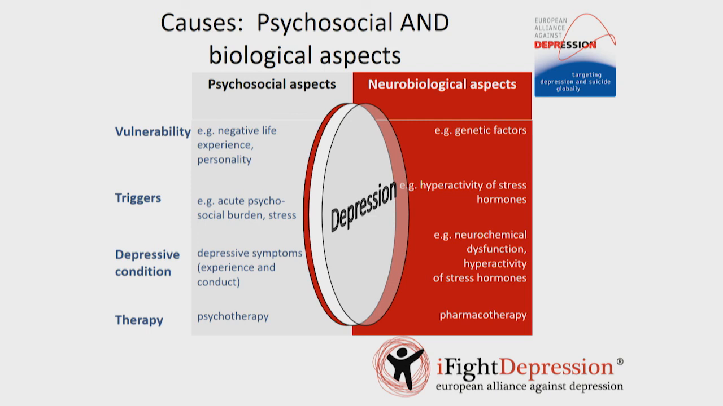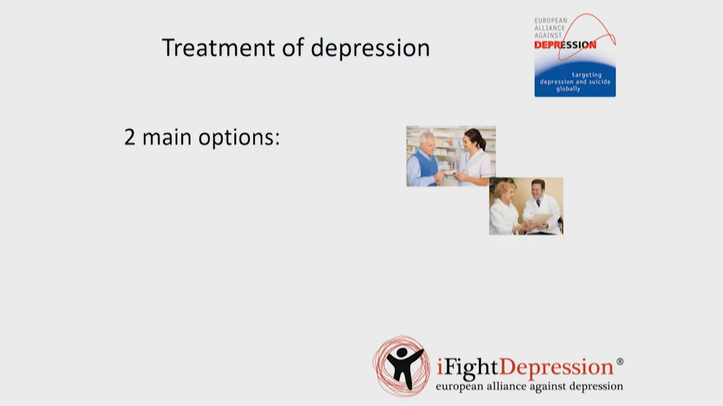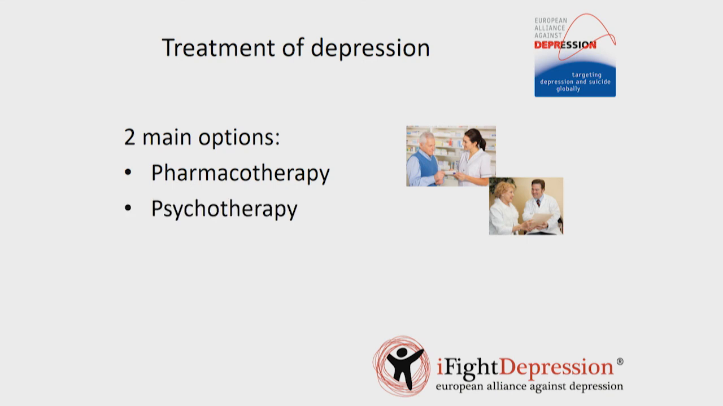Because both sides contribute to the development of depression, there are treatment options for each, namely psychotherapy and pharmacotherapy. There are two common treatment options for depression. Pharmacotherapy treatments typically involve antidepressants and mood stabilizers. Cognitive behavioral therapy is an evidence-based psychotherapy for the treatment of depression.